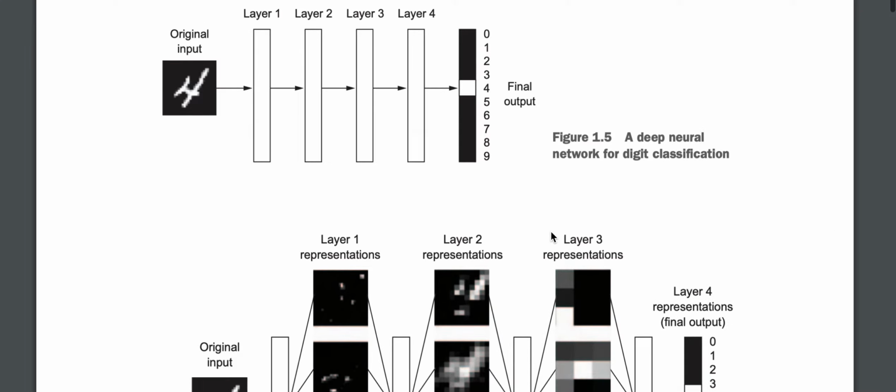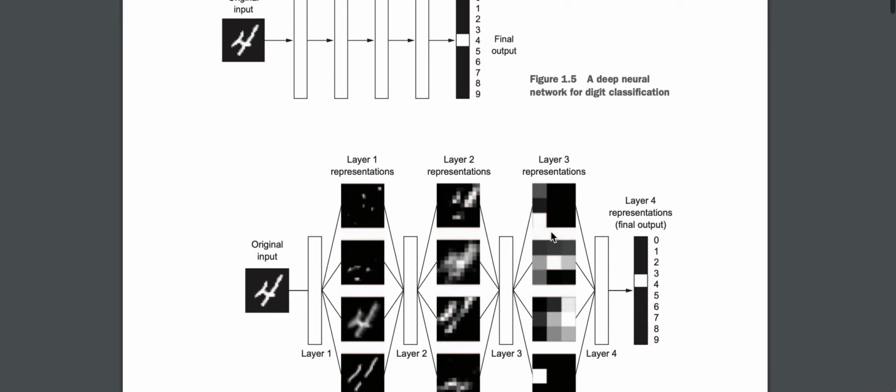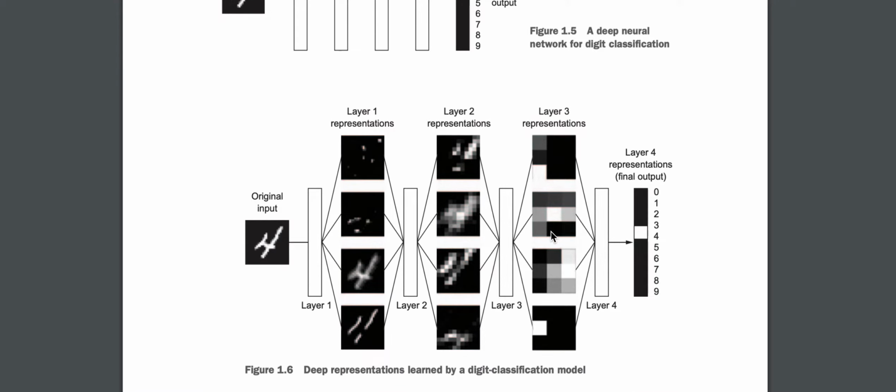And here you can see what I mean by learning successive layers. The first layer pays attention to these patterns, the second layer to these patterns, the third layer to these patterns at very specific locations. And then once they're all combined, they will lead to a final output.